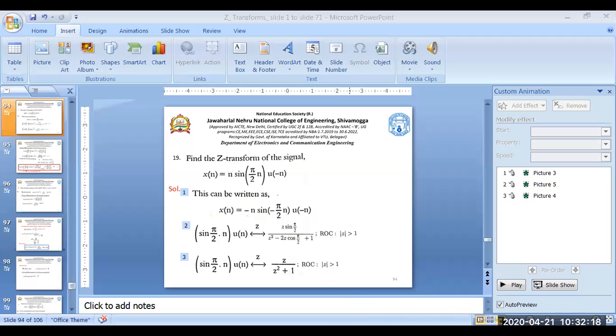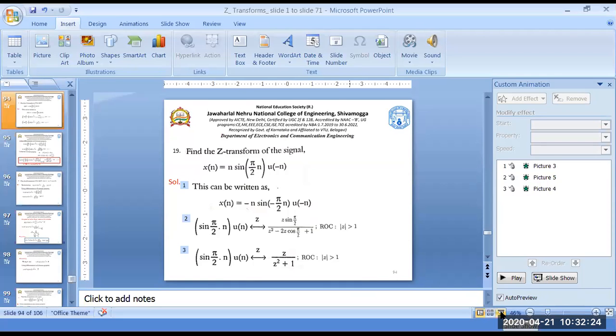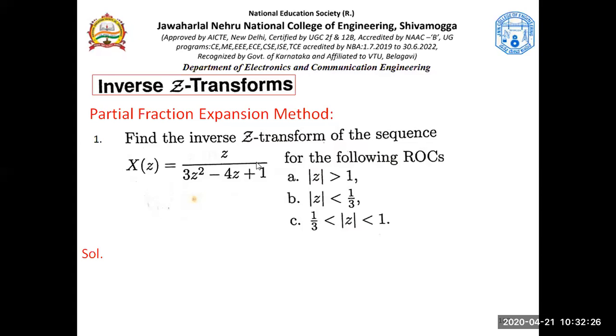But the ROC would change. How would the ROC change? For u of n, it is the magnitude of z greater than 1. For minus u of minus n minus 1, the ROC is magnitude of z less than 1. That's why different ROCs are given. One X of Z, but different ROCs. We'll talk about this. But before that, let's understand how to arrange this in a proper form so that we can solve this problem easily.